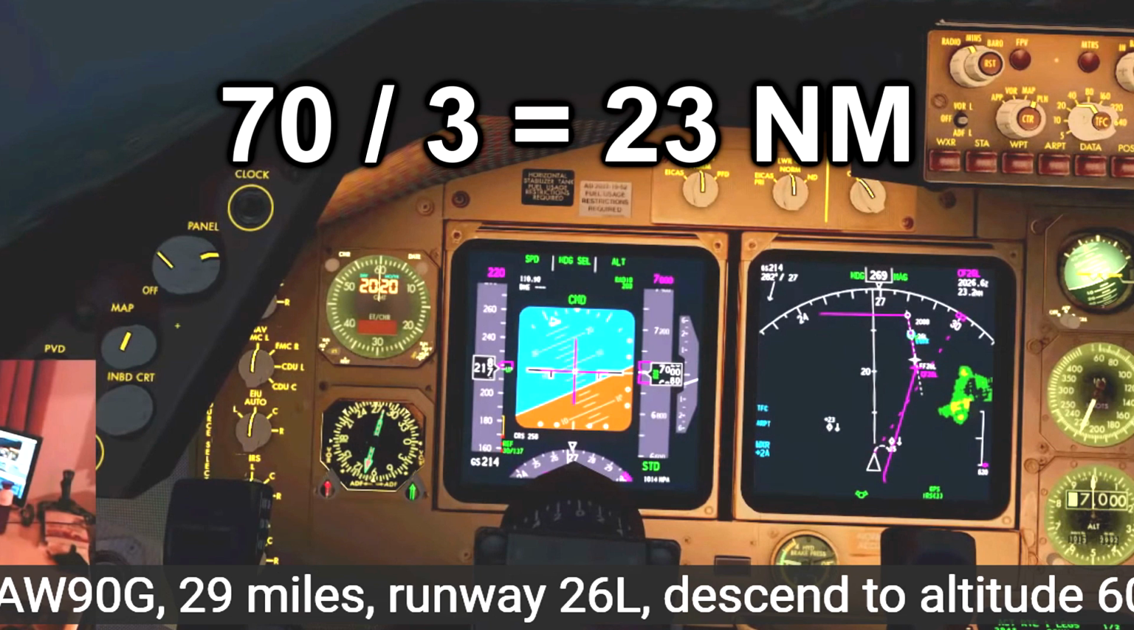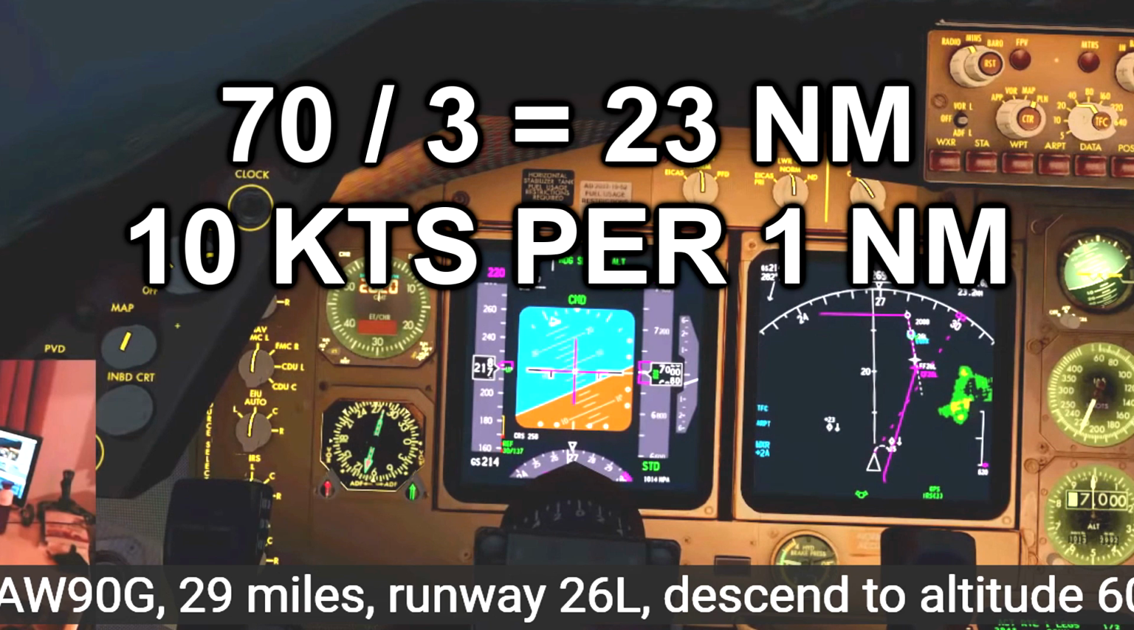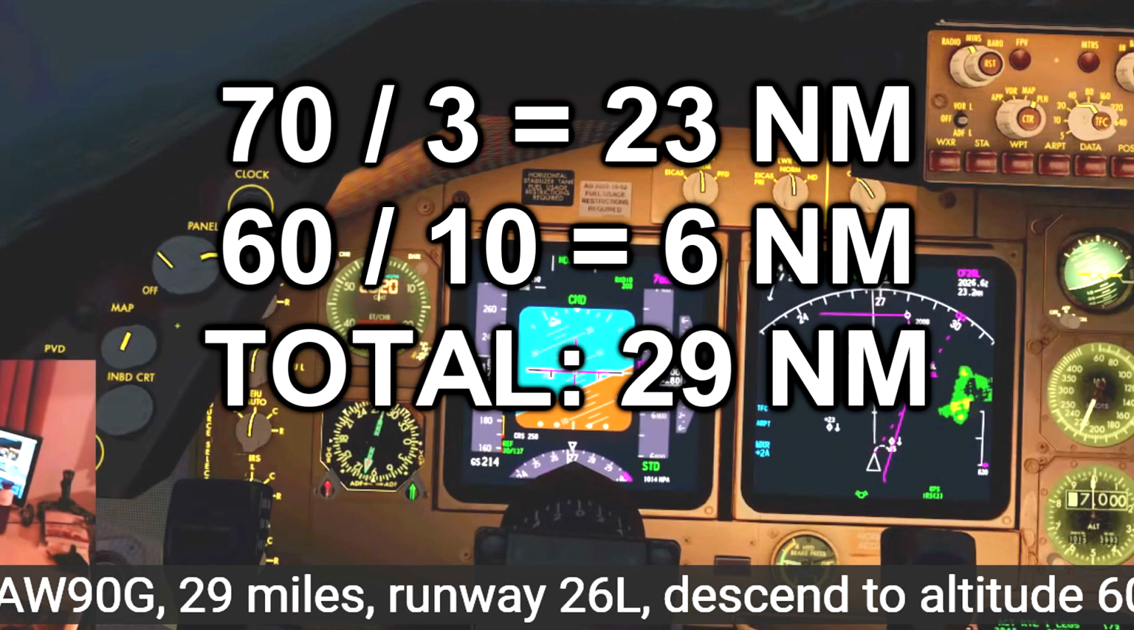Well, of course we need that room in order to reduce our speed. So for every nautical mile you can lose about 10 knots of airspeed. So as you can see, we're flying at about 220 knots in this case. Using this quick calculation, we can see that we can safely reduce to 160 knots while we're remaining on the profile.